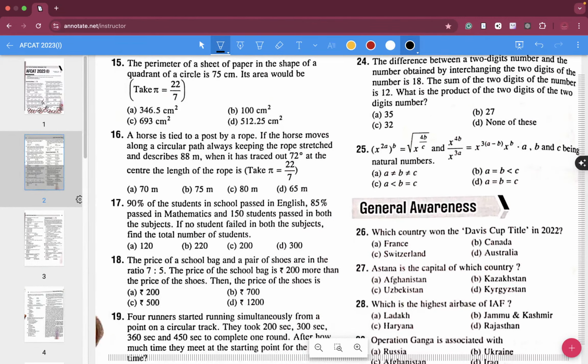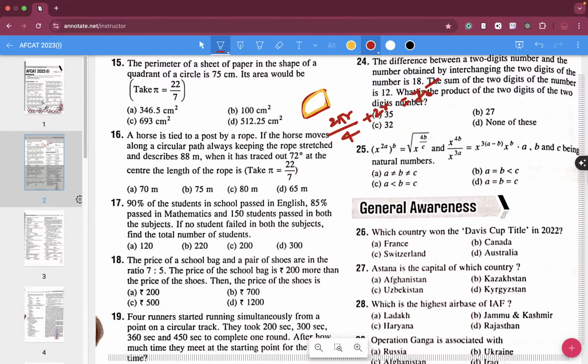The perimeter of a sheet of paper in the shape of a quadrant of a circle. So you have a sheet of paper which is in the shape of a quadrant. The perimeter is what they are asking about. The perimeter of a quadrant of a circle is 2 pi r by 4, which accounts for this length in yellow, and these two lengths are how much? 2r.